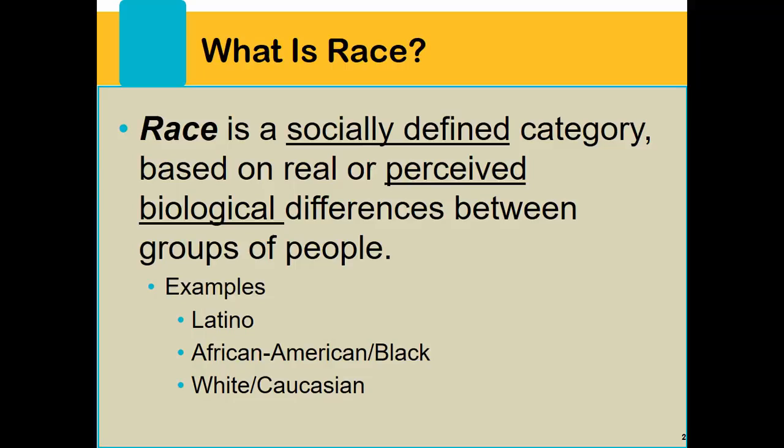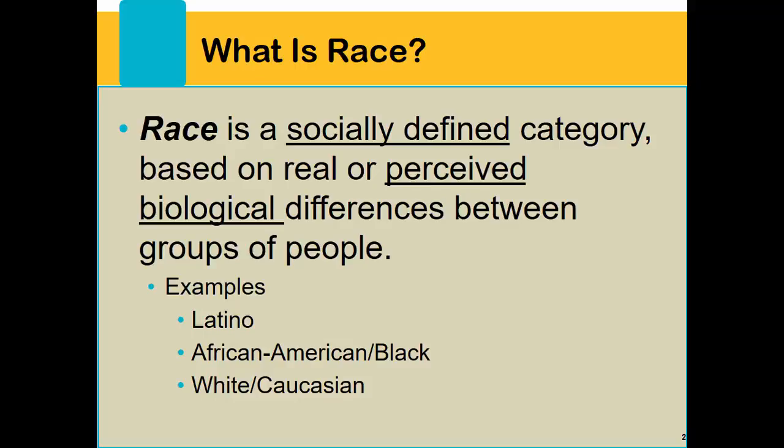So when we talk about race, we are talking about a socially defined category that is based on real or perceived biological differences between groups of people. Examples of different races include Latino, African American or Black, and white or Caucasian. And of course, there are other races as well. But primarily, when we talk about race, we are talking about those physical categories that we put other people in that are largely based off skin tone, hair texture, facial appearance, those sorts of things, physical differences between people.